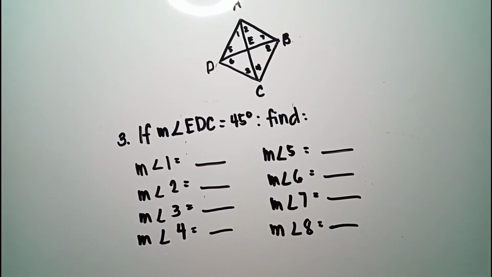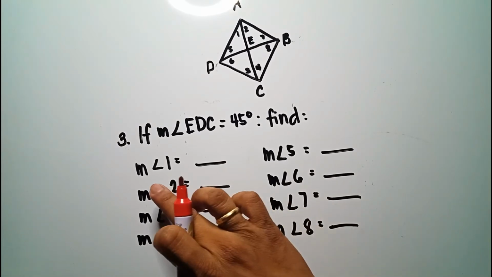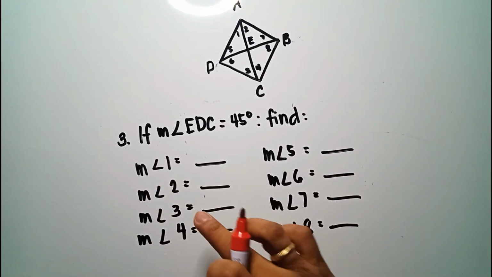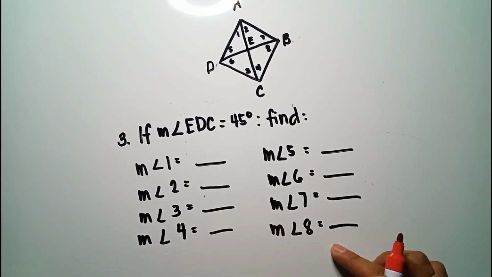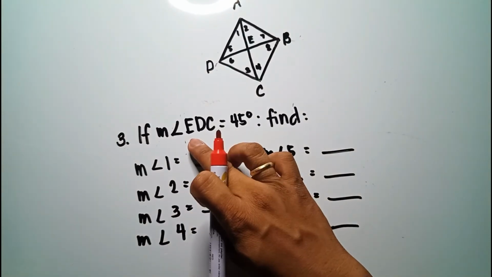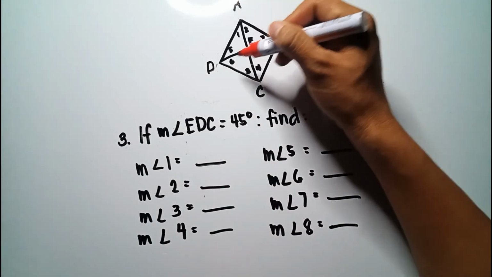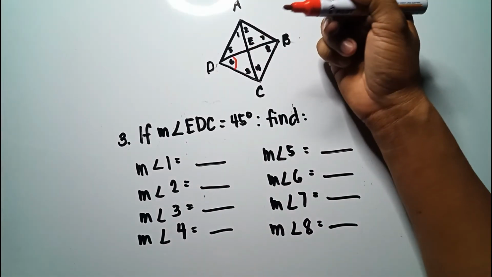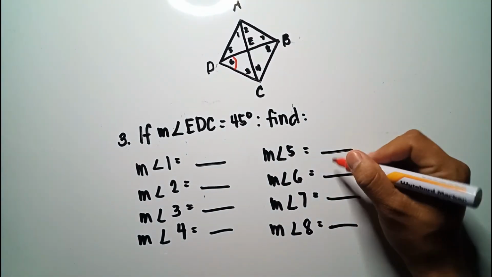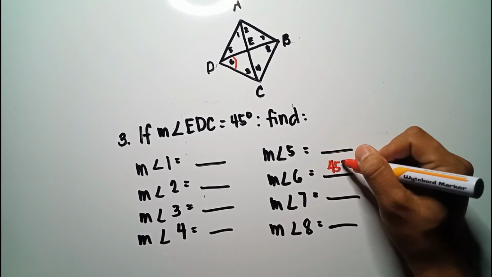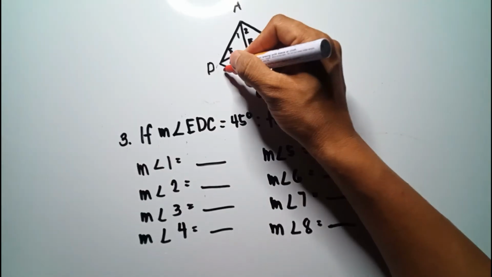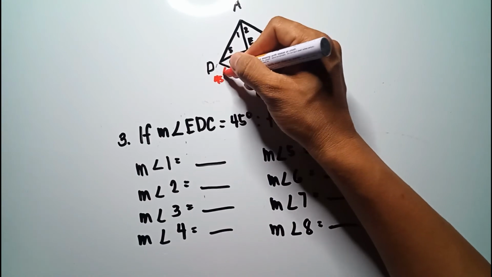Number 3. If the measure of angle EDC is 45 degrees, find the following. So we are going to find the values of angle 1 up to angle 8. But here the given is angle EDC, so that is angle 6. So that is 45 degrees.